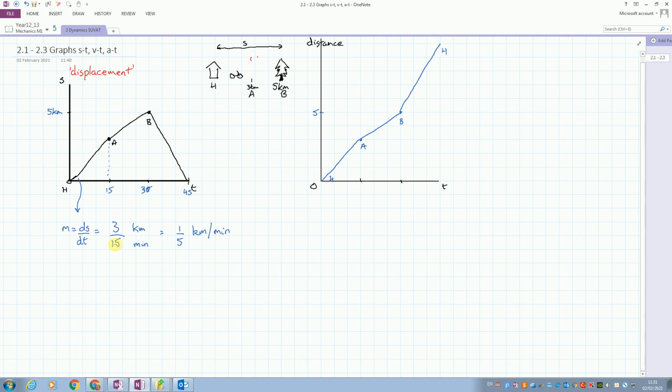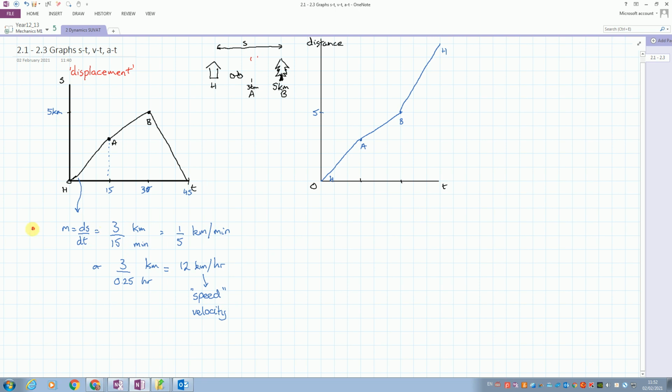So this is a quarter of an hour. That means I'm doing about 12 kilometres per hour. So 3 kilometres in 0.25 of an hour. It's kilometres, and that would tell me I've got 12 kilometres per hour. Now, looking at that gradient, you should recognise that as a speed. But because it has direction, we have a velocity. So at the moment it's positive because it's going away.